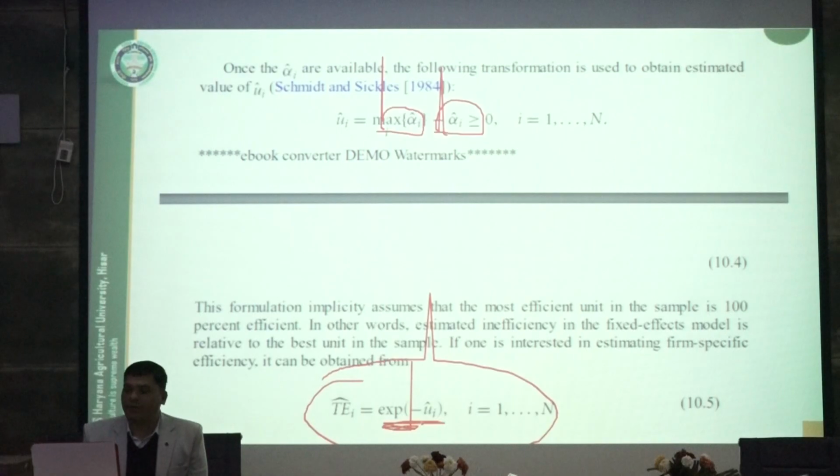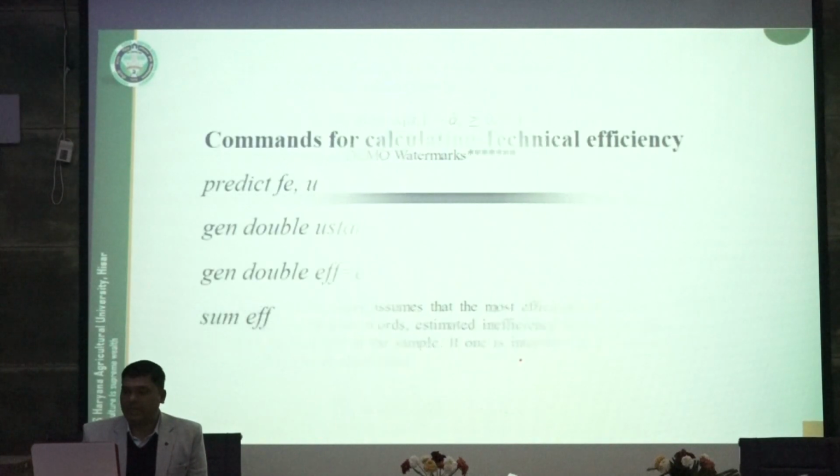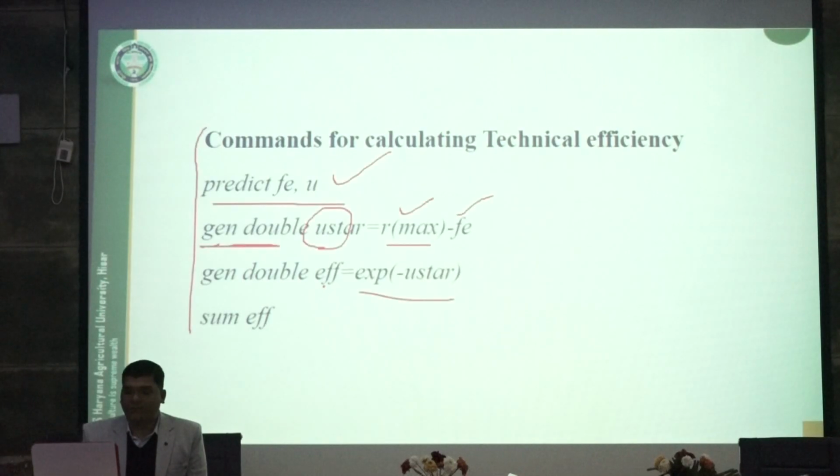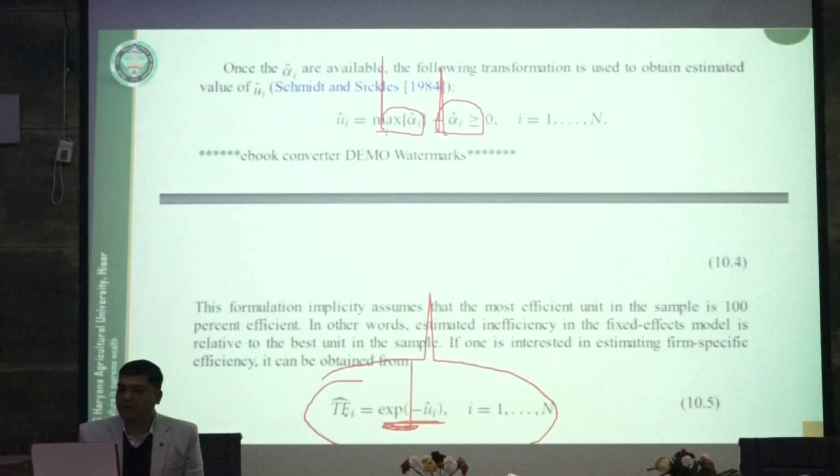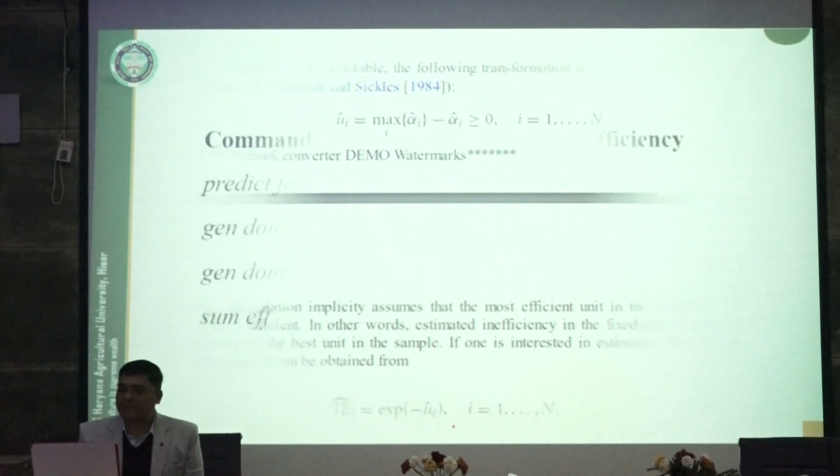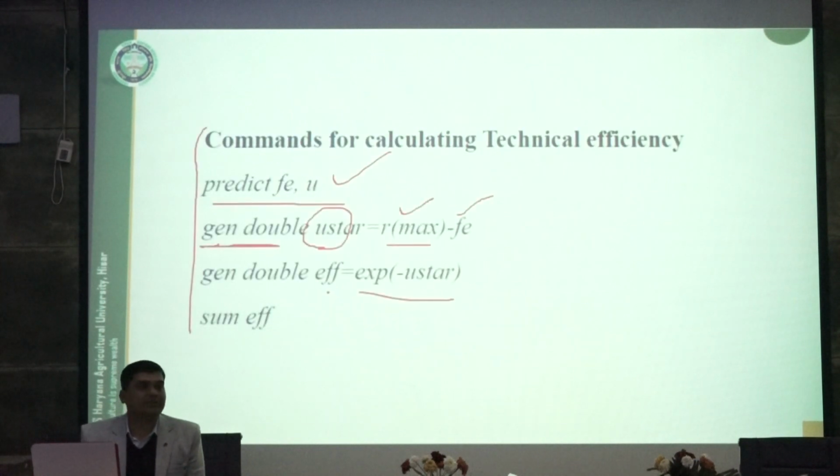Exponential of minus ui cap. Okay, so we have used this formula over here. Efficiency is equal to exponential of minus u star. That is some variable name. So minus u star. By using this formula, we can calculate the efficiency. So this is the efficiency, and this is the summary of efficiency.